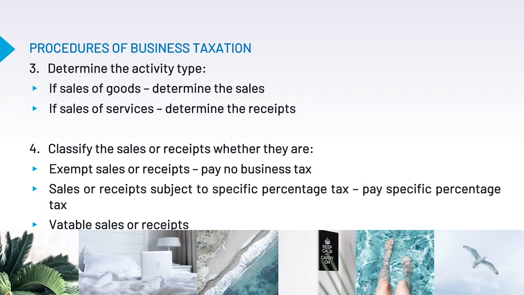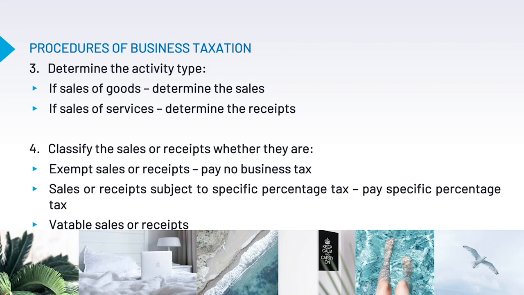Okay? So that is what we will learn more about in the future. There are different types of transactions that are exempted from business tax. Number 2, sales or receipts subject to specific percentage tax. Pay the specific percentage tax. We discussed it earlier under value added tax. So if they are not covered, we determine it in number 5. What is the difference between business tax, VAT, percentage, and excise?